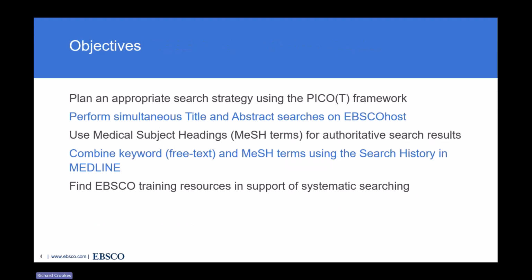In terms of the objectives then, I hope that by the end of the session, you'll be able to plan an appropriate search strategy using the PICO framework. And of course, you may be doing this already in other databases such as CINAHL. You will also be able to perform simultaneous title and abstract searches on this platform. You will be able to use the medical subject headings, the MeSH terms, for authoritative search results, and we'll look at how to combine that with the title and abstract search on this interface as well. And again, combining free text and MeSH terms using the search history, and also you'll be able to find the EBSCO training resources in support of systematic searching.